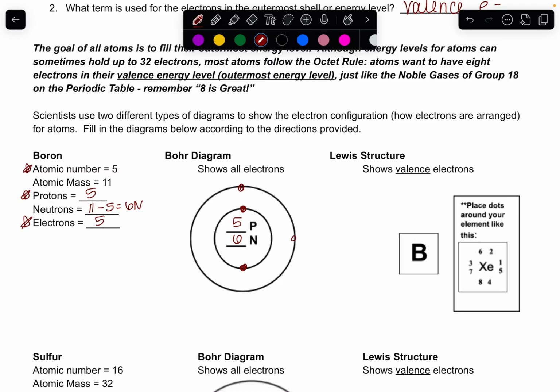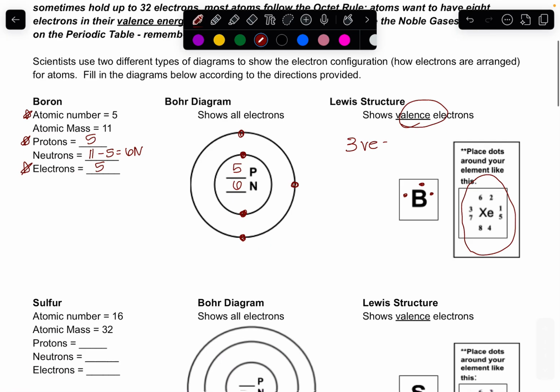3, 4, 5. When I'm doing my Lewis structure, I'm only worried about my valence electrons. In this one, in my outer ring, I have 3 valence electrons. I'm going to follow this diagram to show me how to place them, and I'm going to do 1, 2, 3. Let's move on to sulfur.